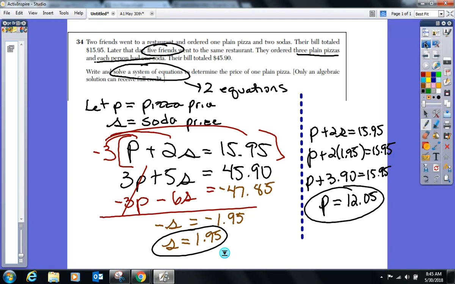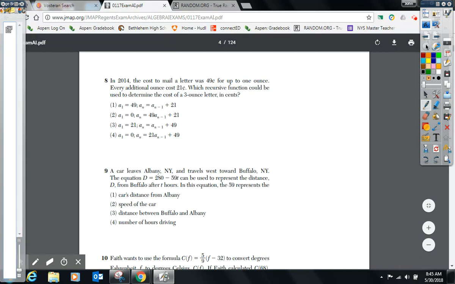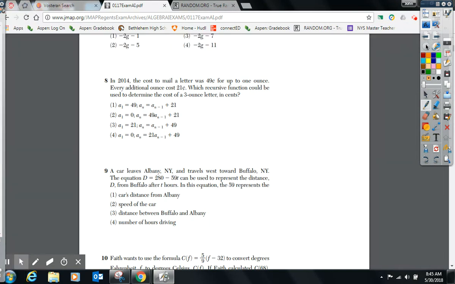I'll just do this one right up here. Okay, your mail letter was 49 cents up to 1 ounce. Yep, every additional. Which recursive function? All right, hey. Recursive. You always need 2 things. You need what the first term is and then the pattern. What's the first term of this sequence? 49. We don't even have to go into every additional ounce is 21 cents, et cetera. There's only one up here that tells me the first term was 49, right?